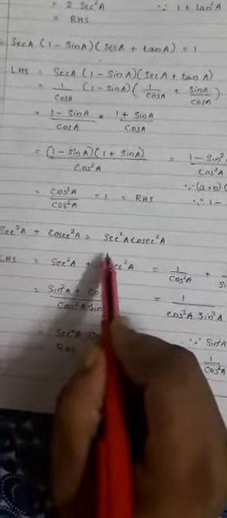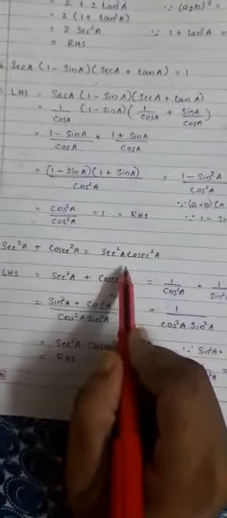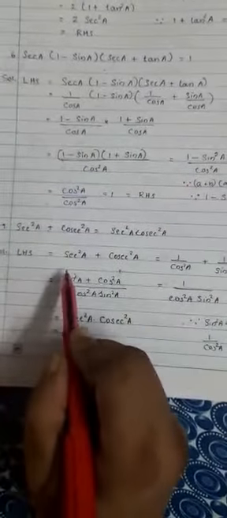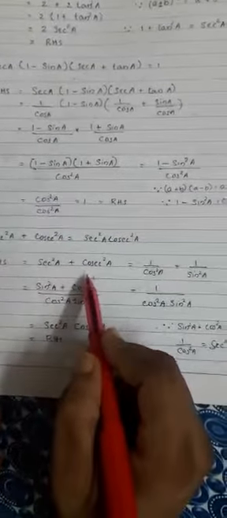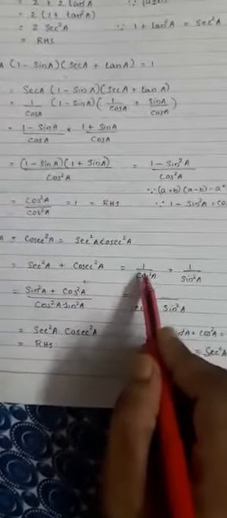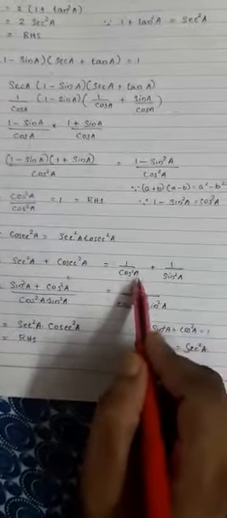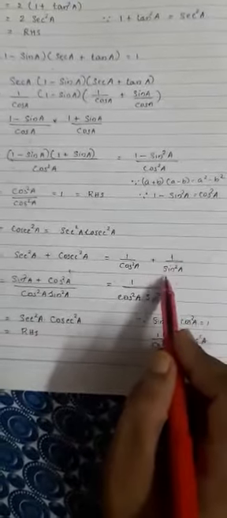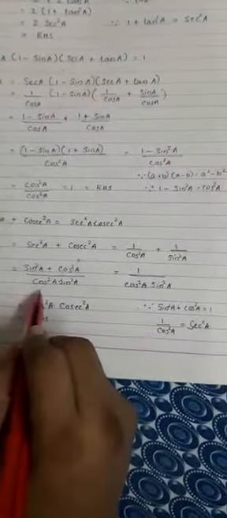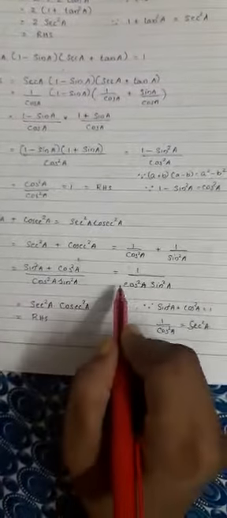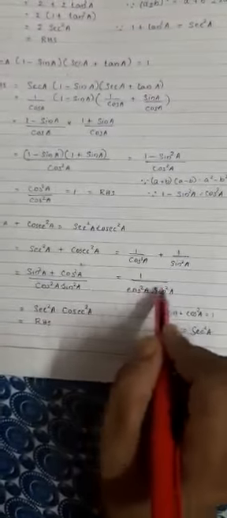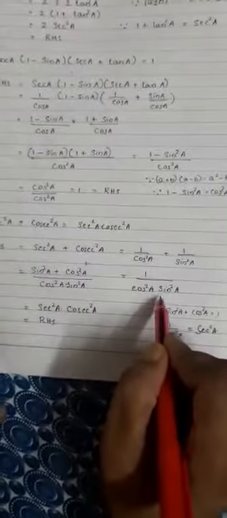Sec square A plus cosec square A is equal to sec square A into cosec square A. LHS equal to sec square A plus cosec square A. That is equal to 1 by cos square A plus 1 divided by sin square A. Taking the LCM, sin square A plus cos square A divided by cos square A sin square A. That is equal to 1 divided by cos square A into sin square A.